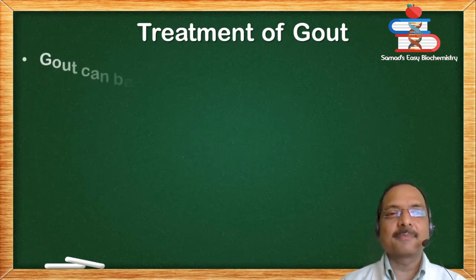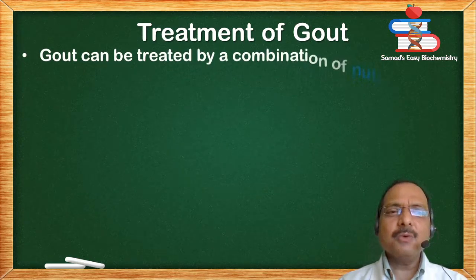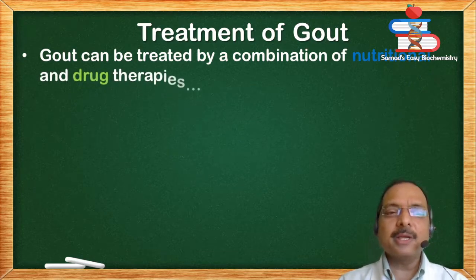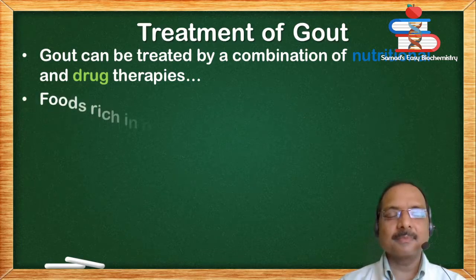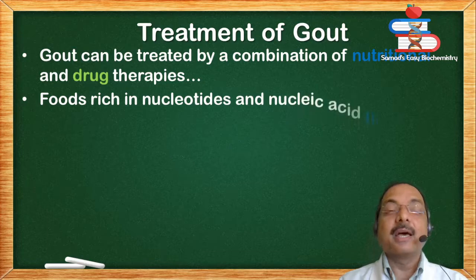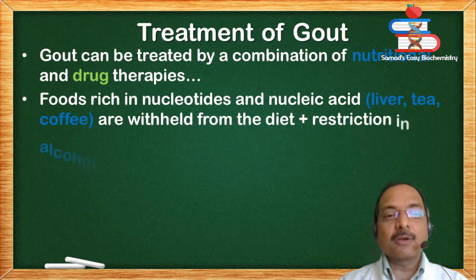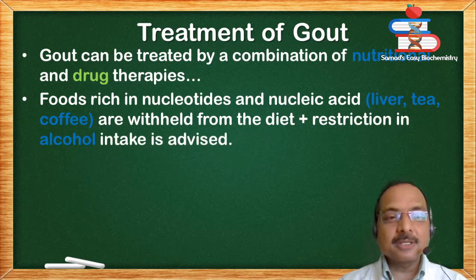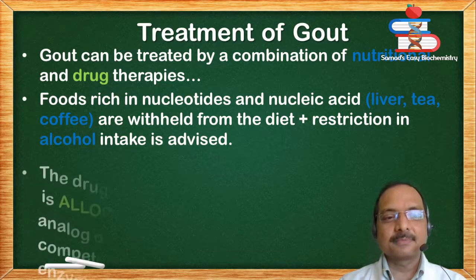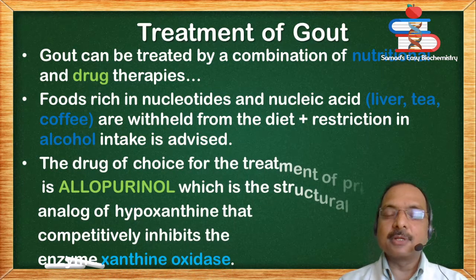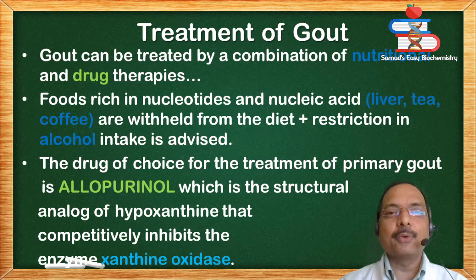Treatment of gout. Gout can be treated by a combination of nutritional and drug therapies. Foods rich in nucleotides and nucleic acid like organ meats, liver, and beverages like tea and coffee are withheld from the diet, and restriction in alcohol intake is advised. The drug of choice for the treatment of primary gout is allopurinol. Allopurinol is the structural analog of hypoxanthine that competitively inhibits the enzyme xanthine oxidase.